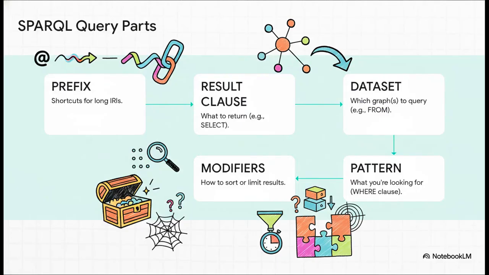Now, every basic SPARQL query has a really clear and predictable structure. First up, you've got prefixes. They're just shortcuts so you don't have to type out long web addresses over and over. Then the result clause, usually SELECT, is where you say what you want back. The dataset clause tells it which data you're looking at. The pattern, that's the WHERE clause, is the real heart of the query. It's the puzzle you're asking it to solve. And finally, modifiers let you do things like sort your results or just get the top 10.